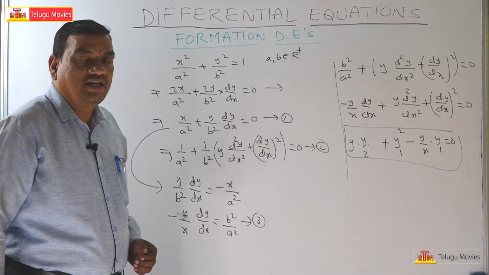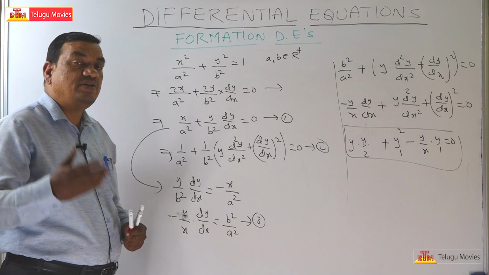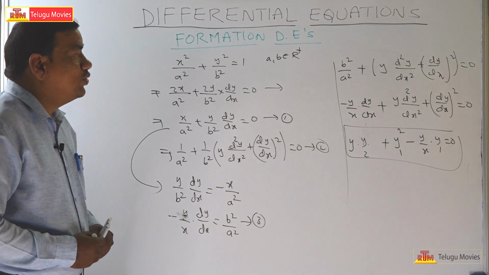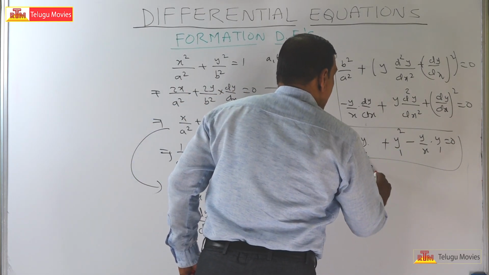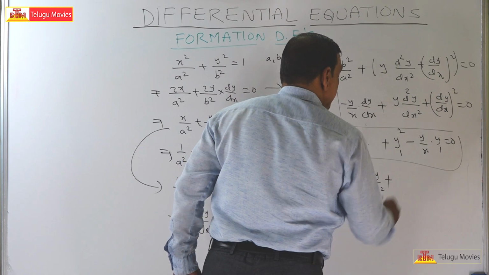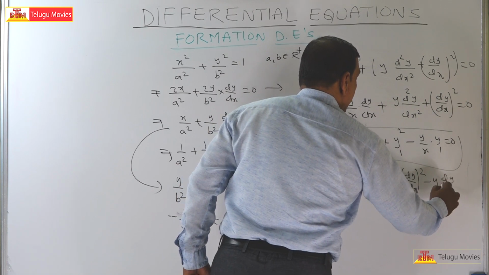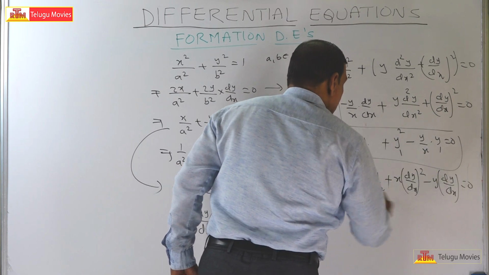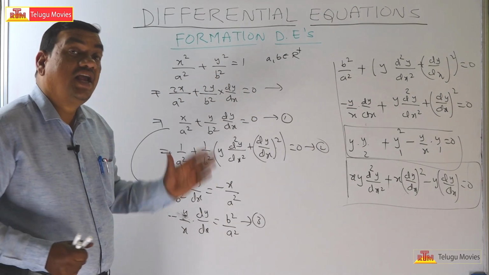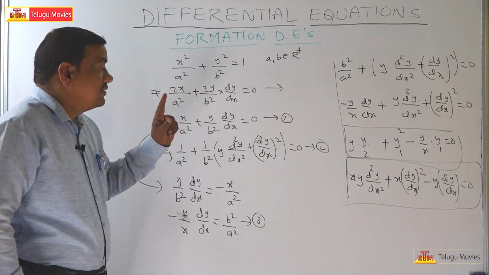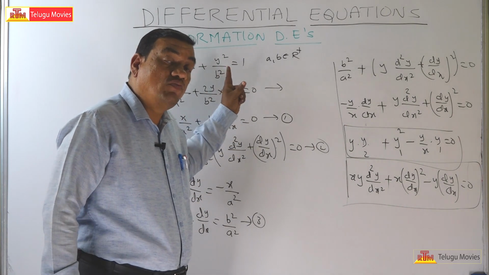Okay, now we can check it. We can check it by taking x square by a square plus y square by b square is equal to 1. You can substitute here, you can check it. Otherwise you can multiply with the x also. Therefore, xy into d square y by dx square plus x into dy by dx whole square minus y into dy by dx is equal to 0. This is the equation in which you are not getting any arbitrary constants a and b, so that this equation definitely satisfies each and every member of this equation.